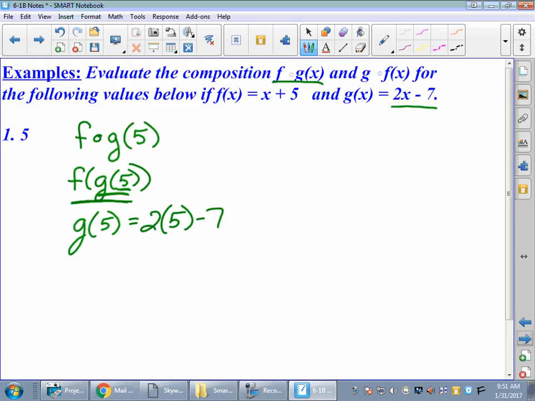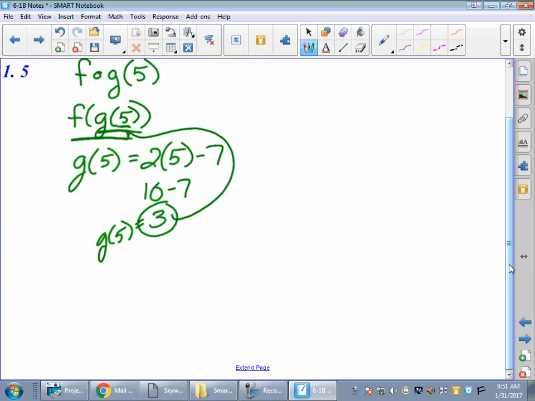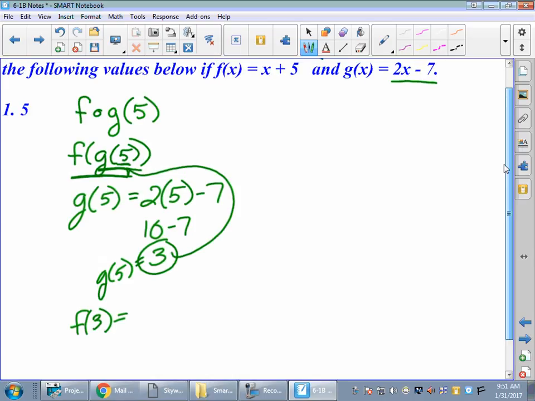2 times 5 minus 7. 2 times 5 is 10. 10 minus 7 is 3. So g of 5 equals 3. Okay, now I'm going to take that 3 and find f of 3. So f of 3 is function notation for plugging 3 into the f of x function right here. So wherever I see the variable, I'm going to replace it with 3. And f of 3 is equal to 8.